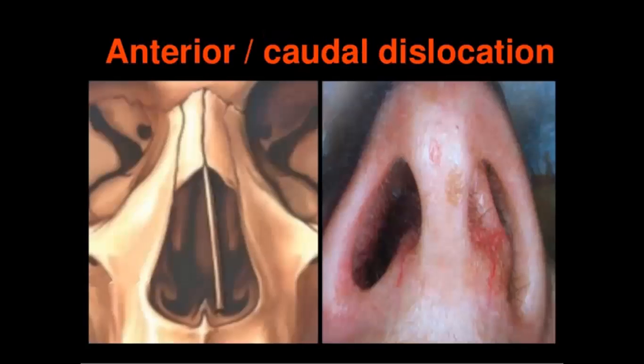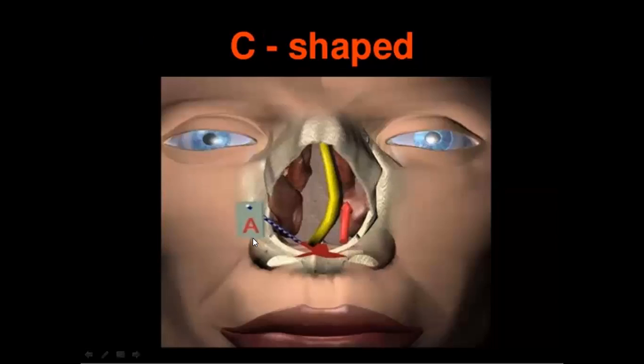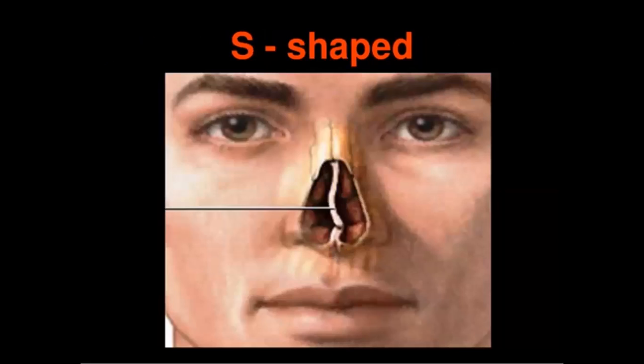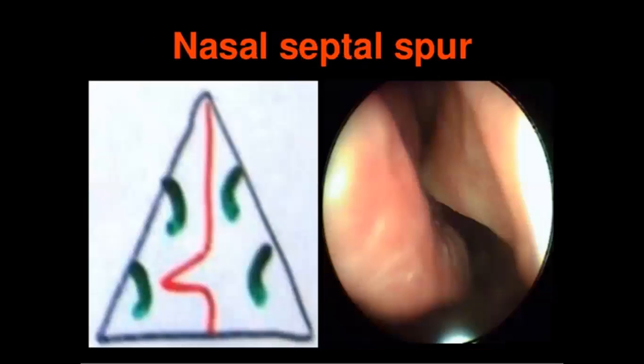Now you see anterior septal deviation here. This is anterior dislocation. Now C shape like this. C can be like this or it can be like this. C shape deviation is there. Then S shape, as I told you, deviation is like this, S shape deviation. Then nasal septal spur. A spur is a bony growth you see here. You can make out this one in the picture. This is the septal spur.